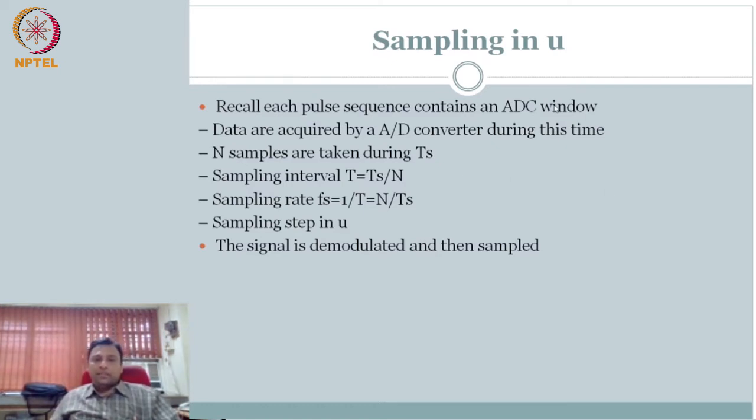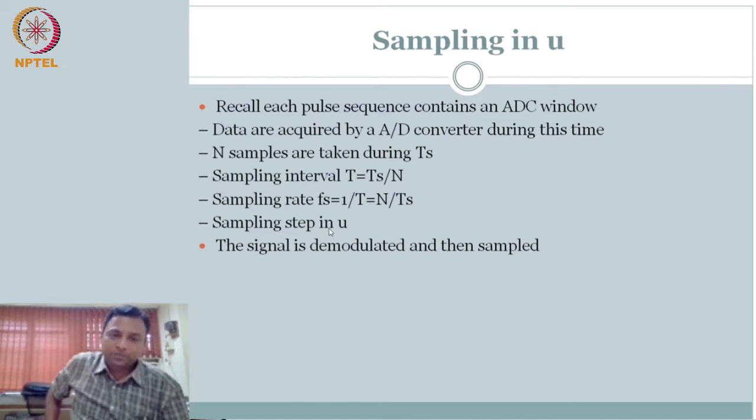So recall, each pulse sequence contains an ADC window. Data are acquired by ADC. So if you have n samples over TS, then that red capital T that we showed in the previous slide is nothing but the total time period TS of acquisition divided by the total number of samples acquired. So your sampling interval, sampling rate, sampling frequency, is 1 by capital T or n by TS. So that gets you your delta U. Sampling step in U means delta U, how you step in the U direction.